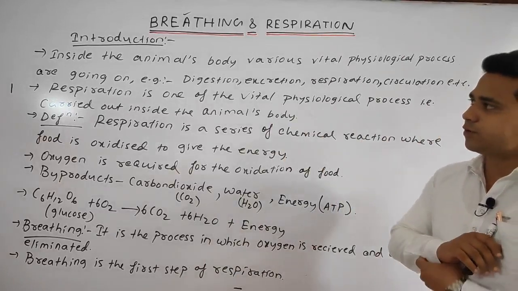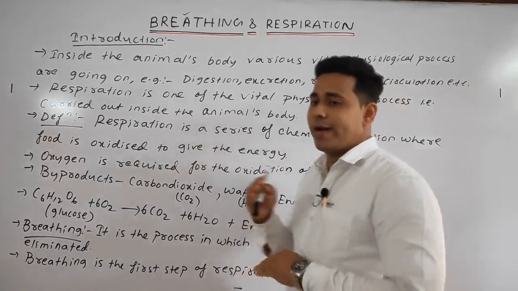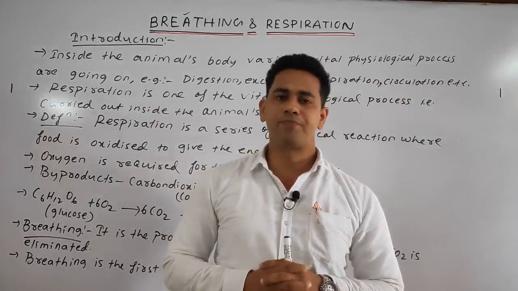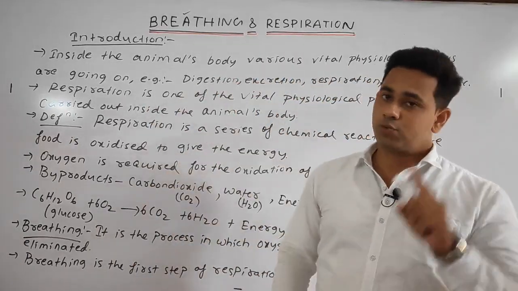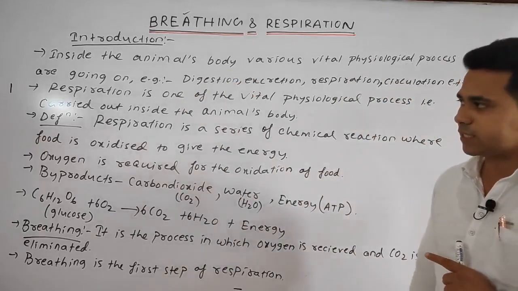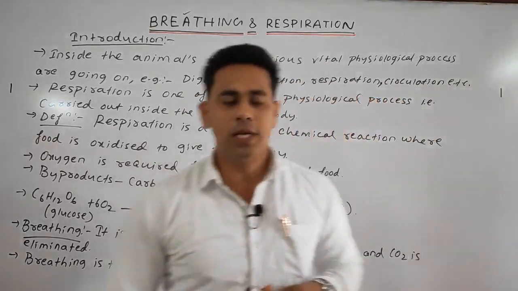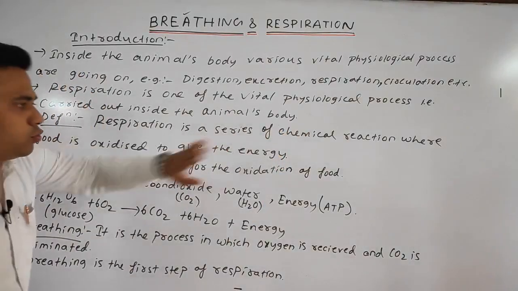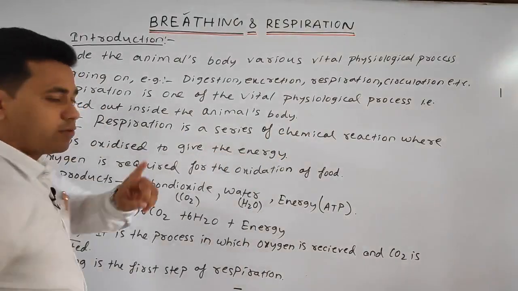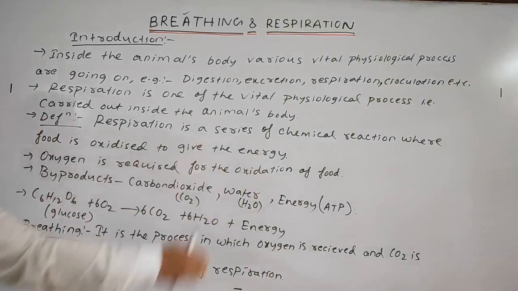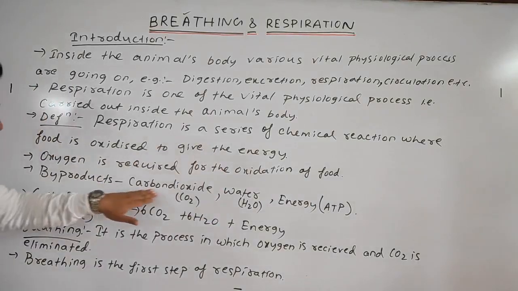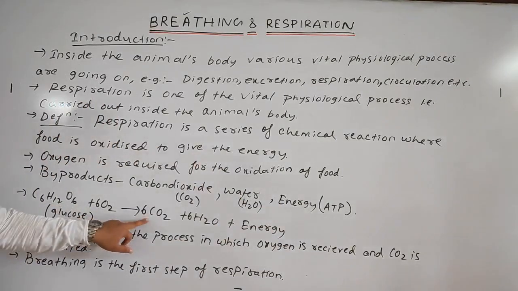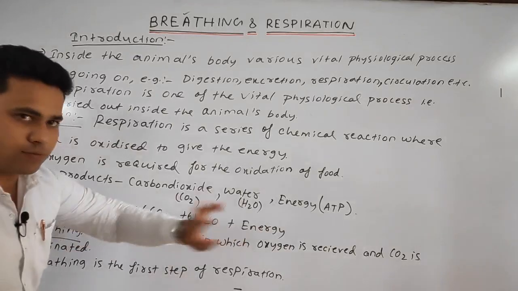So till now, what did we discuss? First the introduction: inside the animal's body, various vital activities are going on, such as digestion, respiration, excretion, circulation, etc. Respiration is one of the important vital activities carried out inside our body. The definition: respiration is the series of chemical reactions where the food is oxidized to give the energy, in the form of the ATP. Oxygen is highly required for the oxidation of the food. Various byproducts are carbon dioxide, water, and obviously the energy will be released. C6H12O6 plus 6O2 will give rise to 6CO2 plus 6H2O plus energy in the form of the ATP.